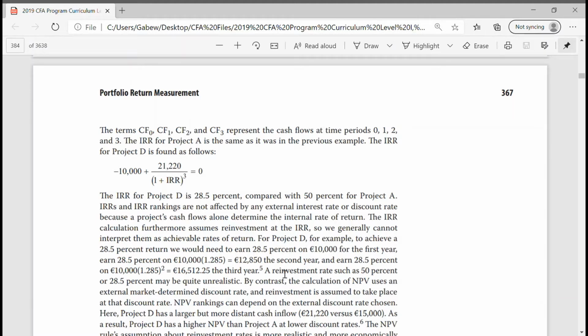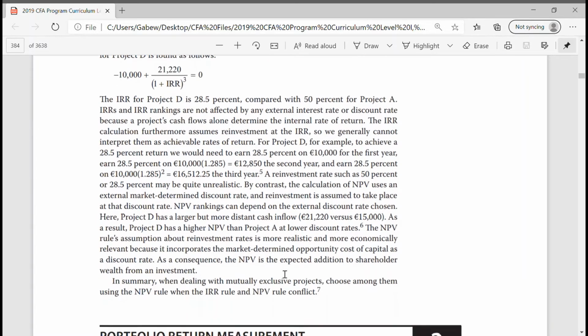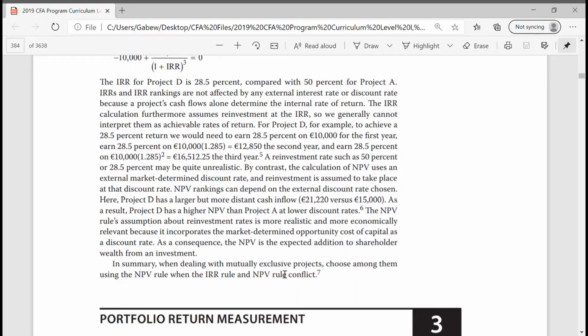The IRR for project A is the same as it was in the previous example. The IRR for project D is found as follows. So negative 10,000 plus 21,200 divided by this equals 0. The IRR for project D is 28.5%, compared with 50% for project A. IRR and IRR rankings are not affected by any external interest rate or discount rate because a project's cash flow alone determines the internal rate of return. The IRR calculation furthermore assumes reinvestment at the IRR. So we generally cannot interpret them as achievable rates of return.